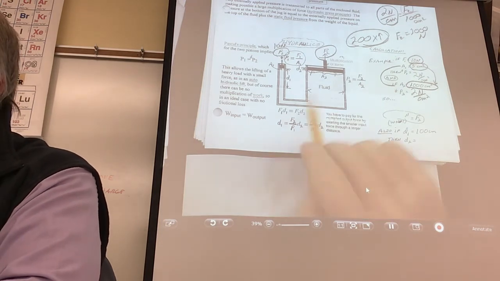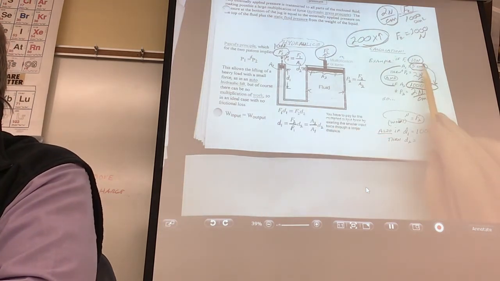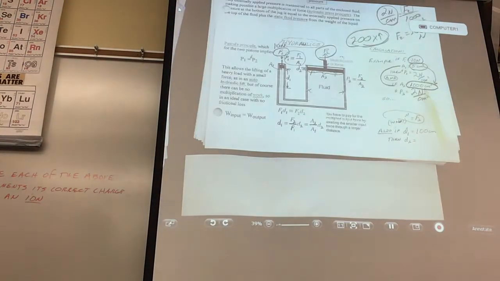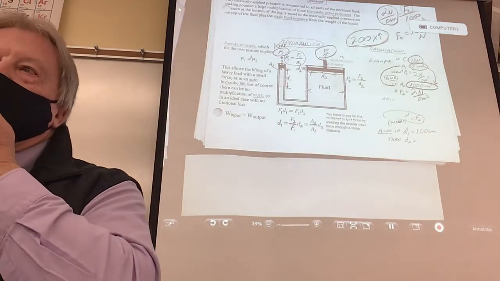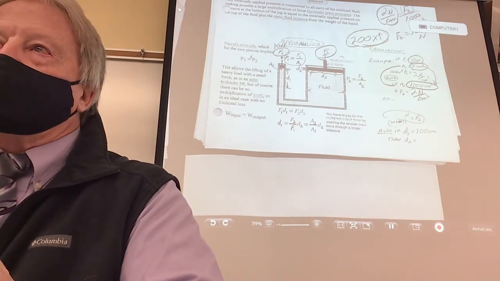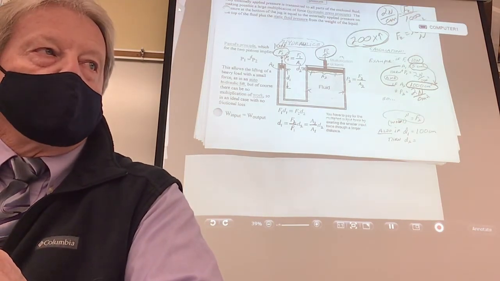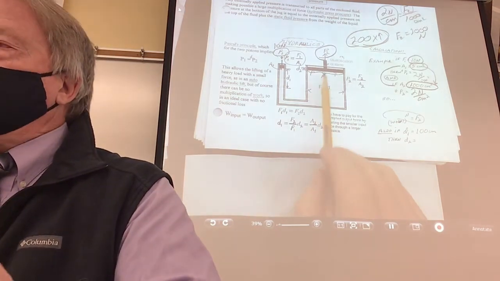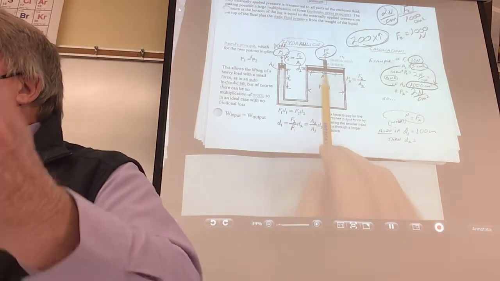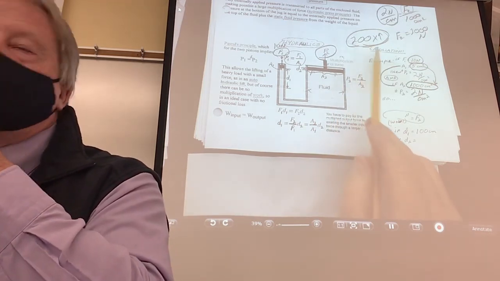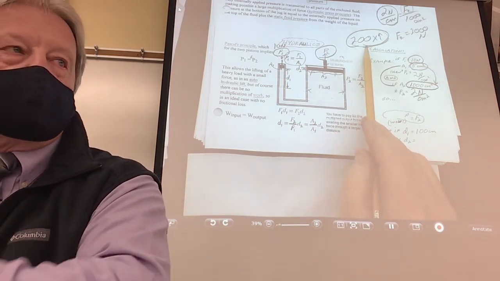Watch this. Compare the area of this to the area of that. How many times greater? And Ella said what? How many times greater was it? Remember? 200. Guess what this machine will do? This machine will multiply your force by 200 times. If you couldn't lift this object by yourself, what if I told you whatever force you put into it, I'm going to multiply it by 200 times?